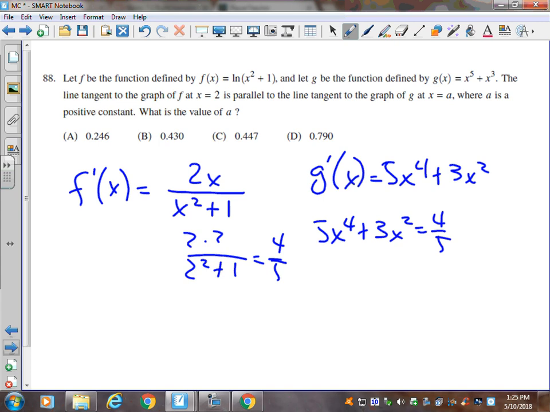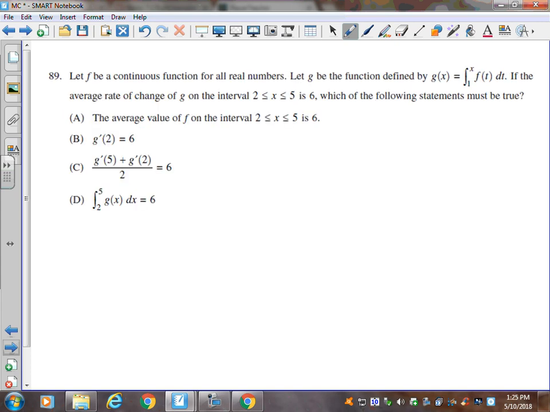All right, in number 89, you have another one of these things that looks like the second fundamental theorem of calculus. Would you agree? Okay. And then it talks about a lot of things in here, so let's go piece by piece. It's a continuous function on real numbers. Well, that's important to know because you can't integrate if it's not continuous.